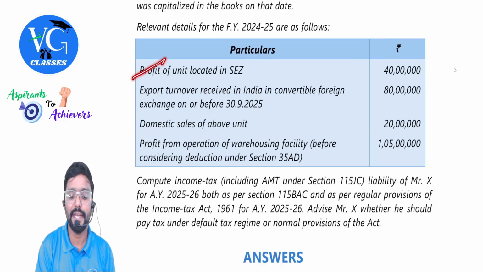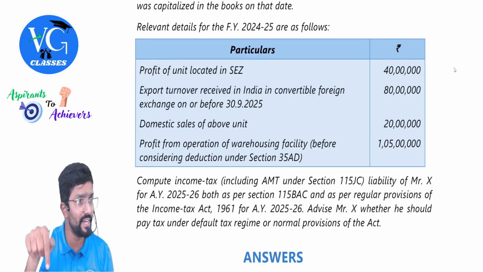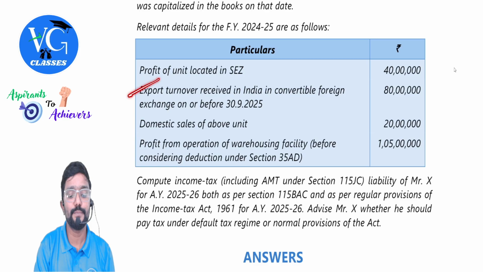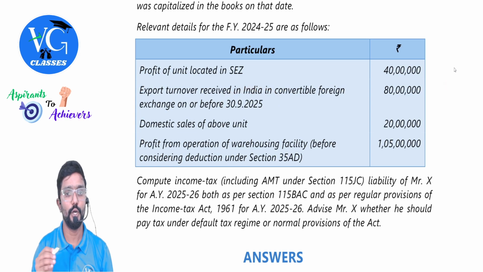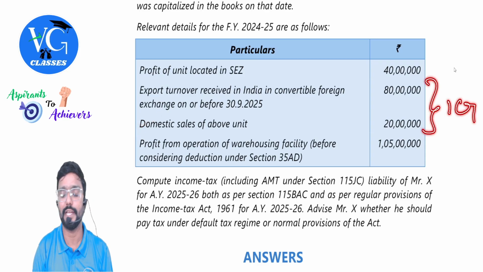Profit of unit located in SEZ, 40 lakh. This is total profit in SEZ. Export turnover received in India in convertible foreign exchange on or before 30th September is 80 lakh. Domestic sales of the above unit is 20 lakh. Both put together, total sales is how much? 1 crore. How can we calculate eligible profit?